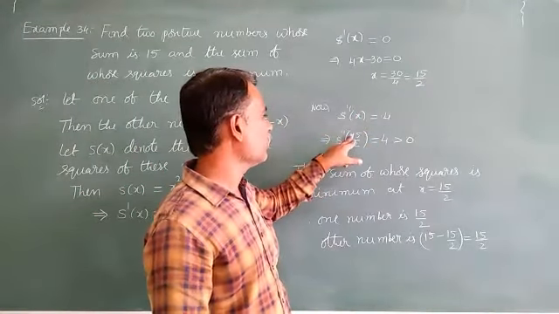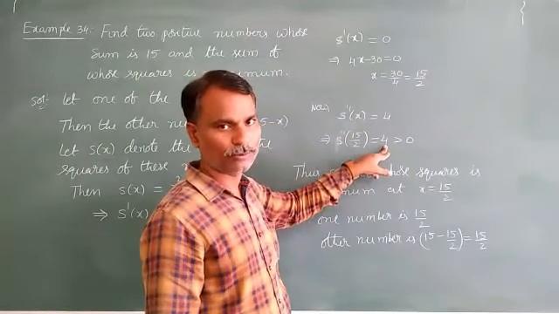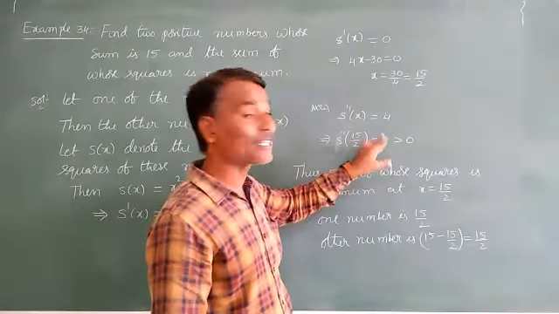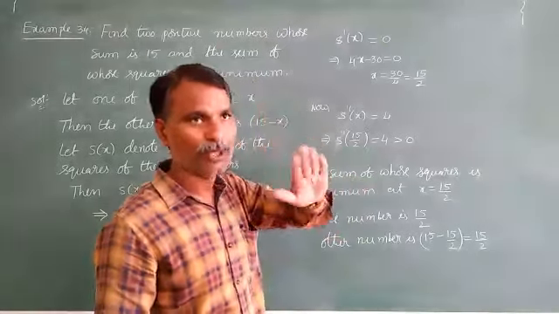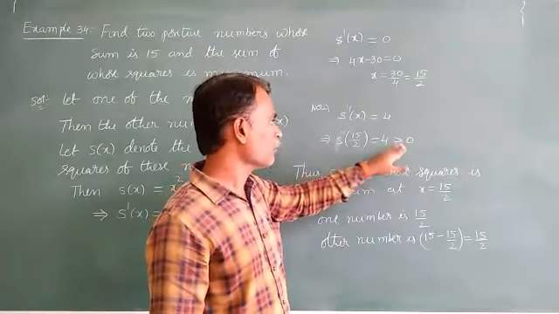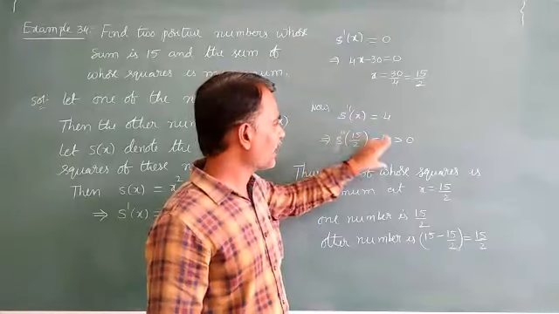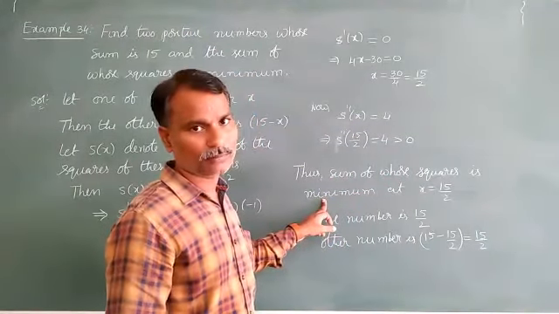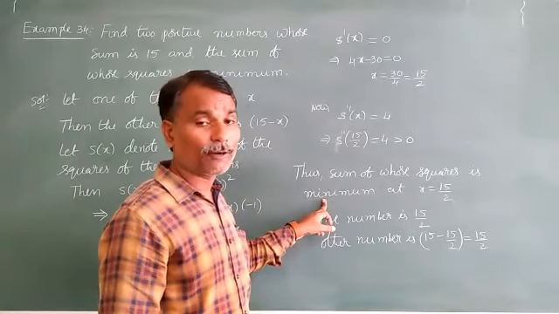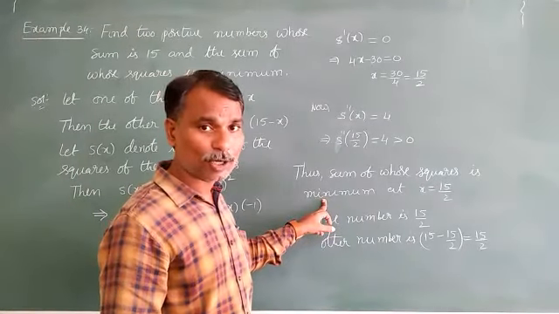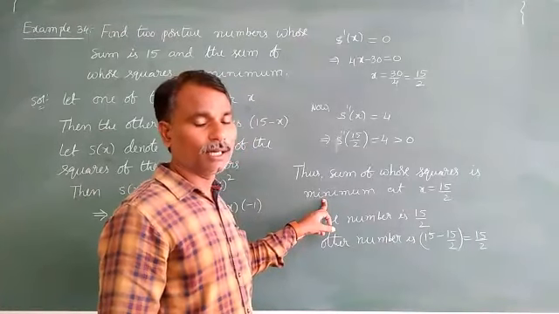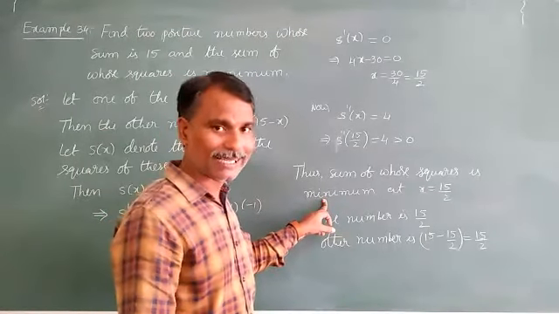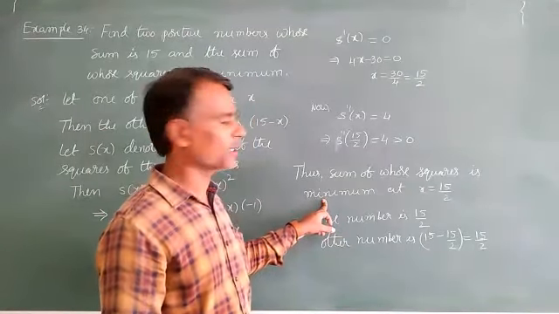S double dash of 15 by 2 is equal to 4. 4 is a positive value, positive means greater than 0. When the double derivative is greater than 0, what will come? Minimum will come. Remember: if f double dash of x is greater than 0, a minimum value will come, and if f double dash of x is less than 0, a maximum value will come.